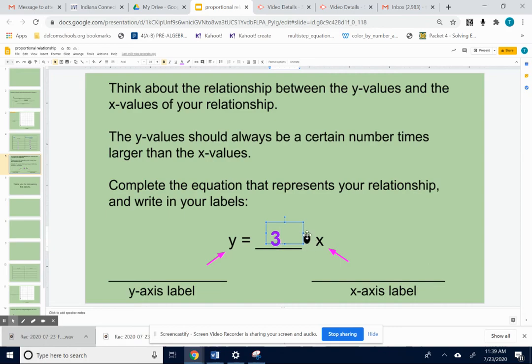Remember that dot just means times. It's not a good idea to do a times symbol next to an x because they look the same and it just looks kind of messy and confusing. But the y values are always equal to 3 times the x values. So you just put that number in, and then I want you to type in the labels one more time. The y-axis label would be coffee in my problem. In my problem, the x-axis label was the number of days.